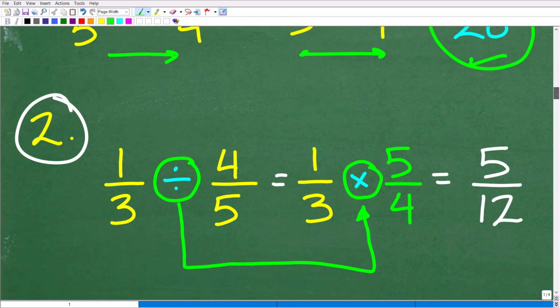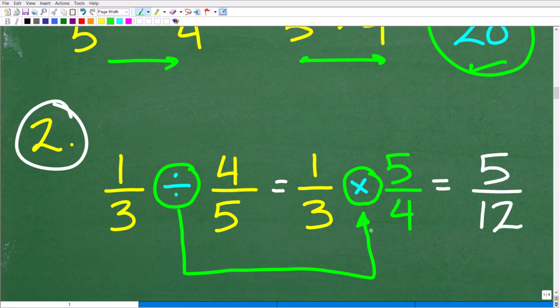So how do we do this though, right? If we're going to go from division to multiplication, here is what you need to do. See this 4/5? The fraction to the right of the division symbol, in this case, it's 4/5. All we're going to do is flip it upside down, okay? And when we do that, this becomes a multiplication problem.